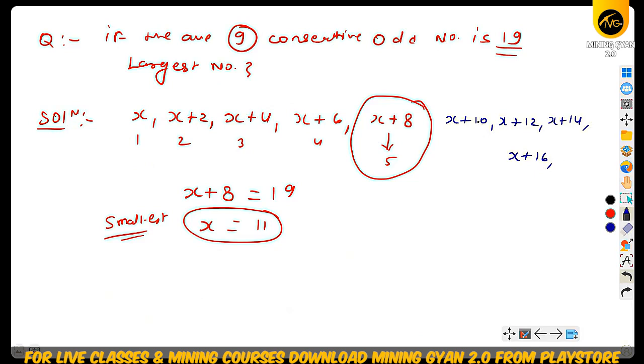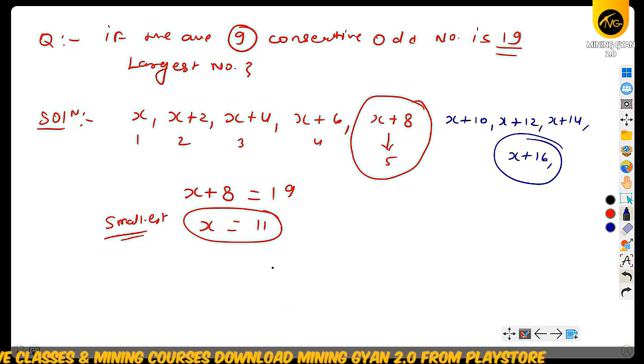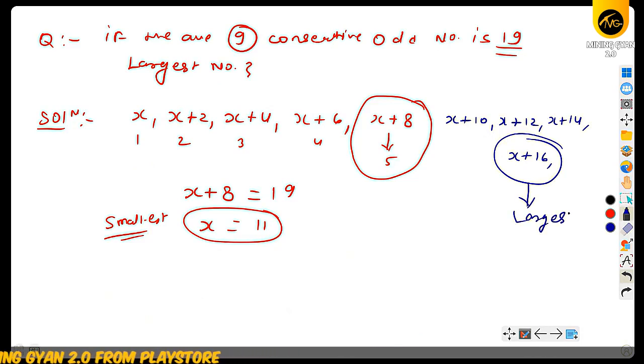Okay, so 1, 2, 3, and 4. So what is x plus 16? That will be 11 plus 16, right? That means 27. This is the largest number, na? Largest number is x plus 16. That means 11 plus 16 is equal to 27.